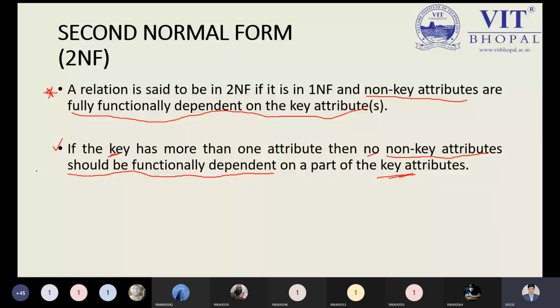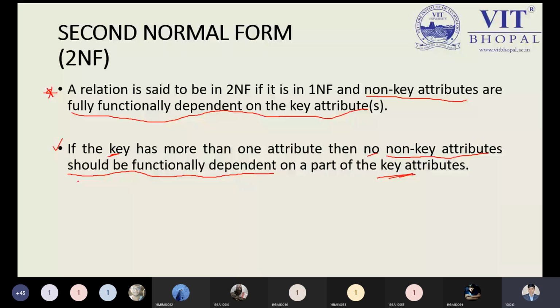Suppose we have more than one key attribute, at that time no non-key attribute should be functionally dependent on part of the key attributes. Why? Because when there is only one key attribute, it's okay. But when we have more than one key attribute, we need to determine which non-key attribute is dependent on which attribute. So at that time you need to take care of all those points while doing the normalization.